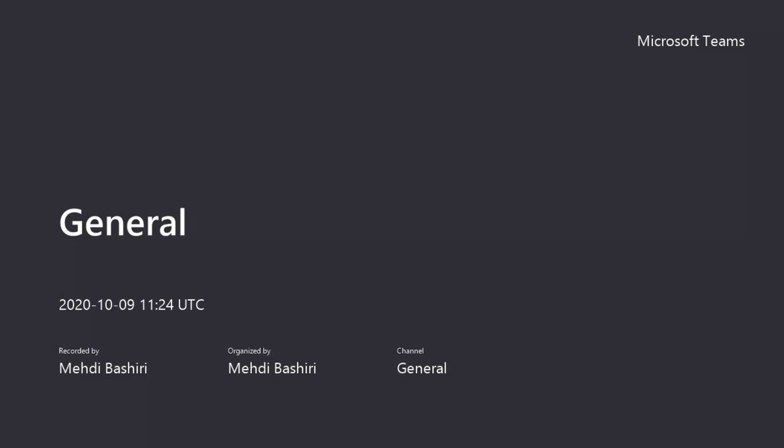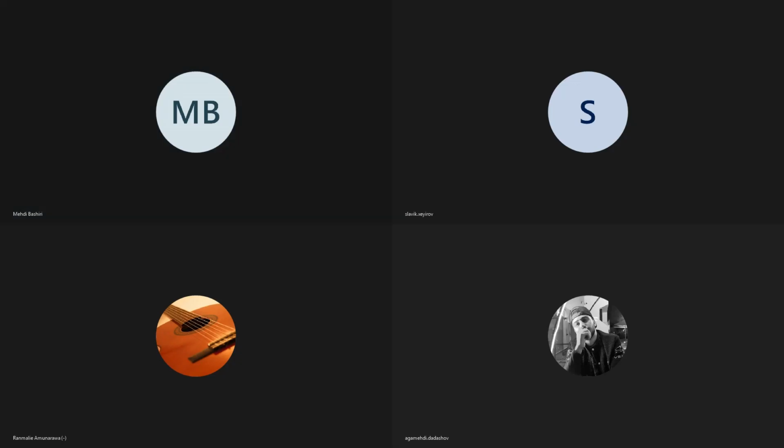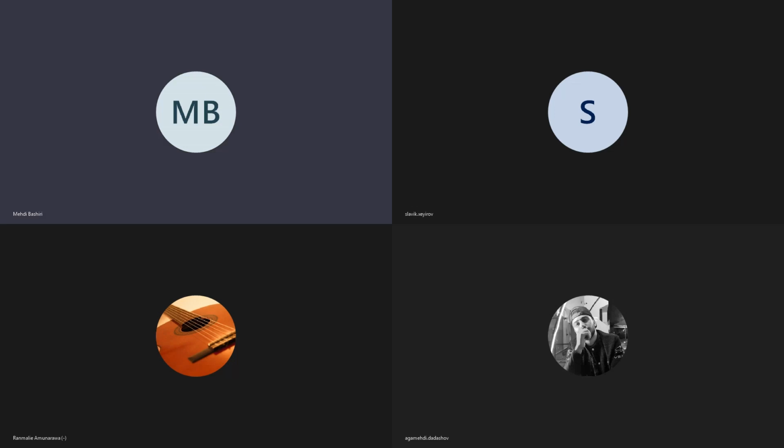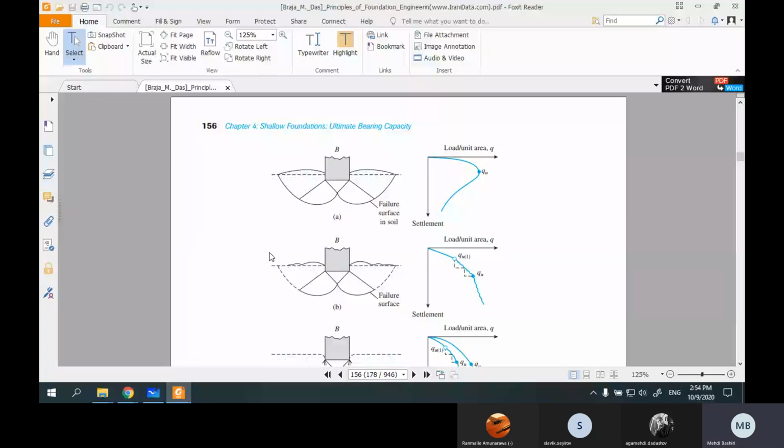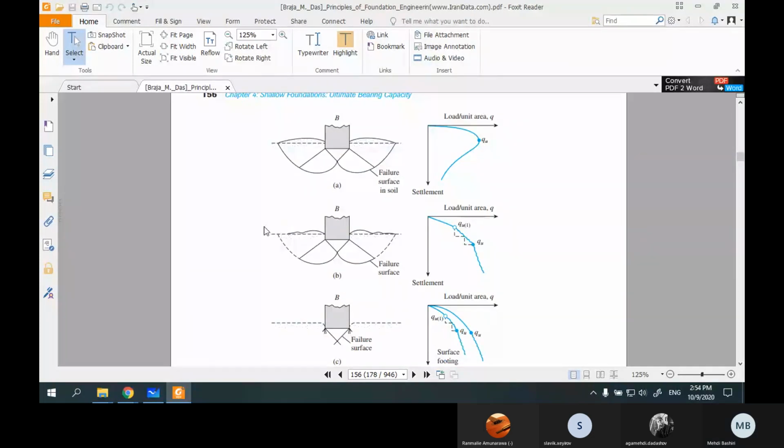This is talking about the soil capacity. I told you that if we increase the load more than the ultimate capacity of the soil, we'll face some failure surface like this. And these failures lead to, for example, uneven settlement or collapse or many undesirable results.